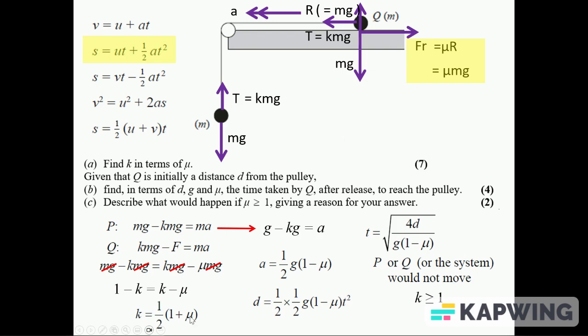You could think about this, the T. If mu is bigger than 1, this is bigger than 1 as well, which means the T is going to be bigger than mg, so it's pulling it upwards. It just doesn't make any sense at all. So it just means the friction is big enough to stop the whole thing moving altogether.